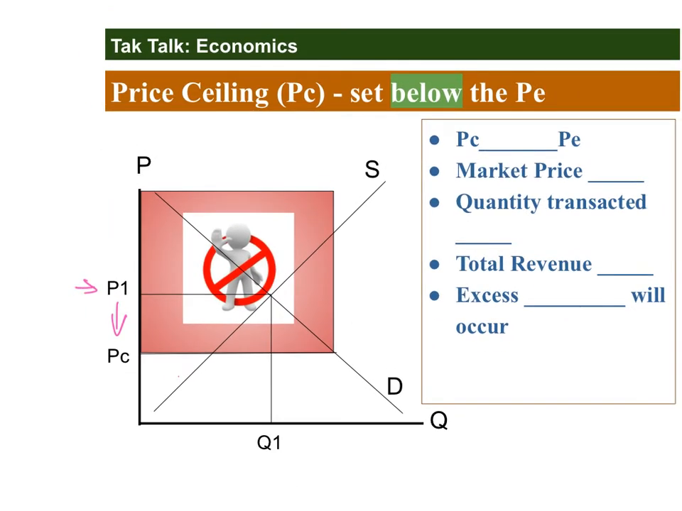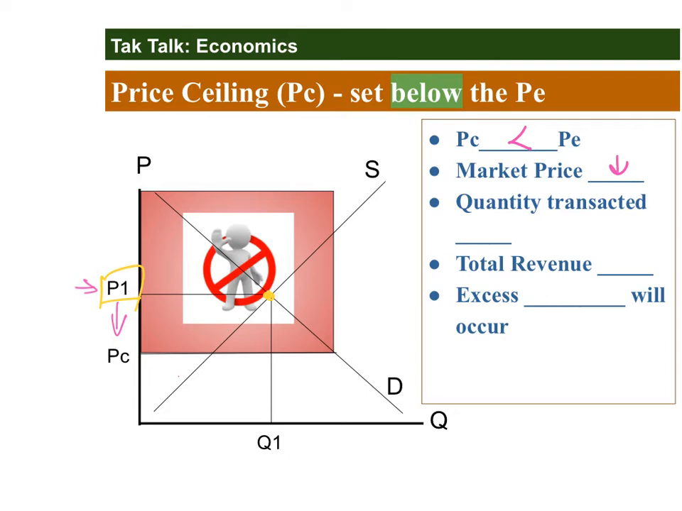Okay, so if it is an effective price ceiling, then the price ceiling will be set below the equilibrium price, and it makes the market price decrease. Okay, just a very brief version. Equilibrium price only means the price at the equilibrium point. It doesn't have to be the market price or the actual price. Market price is the actual price being set.